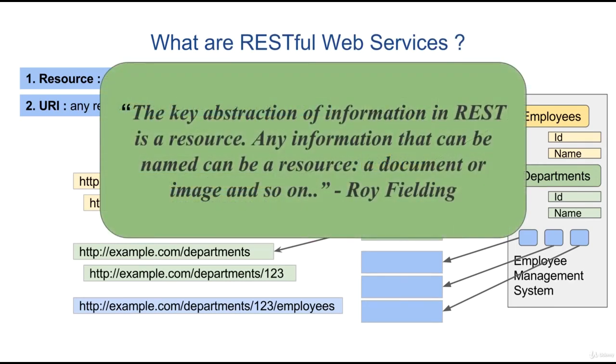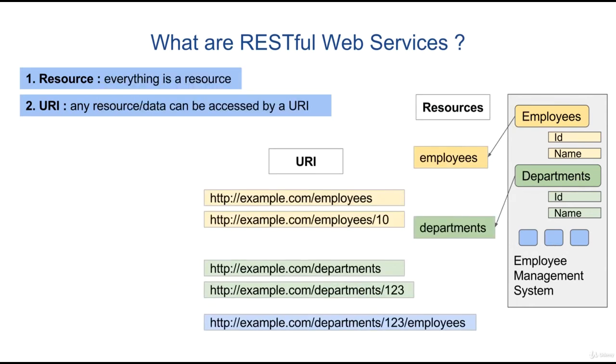And Roy Fielding, who actually coined REST, says that any information that can be named can be a resource. It can be a document, an image, and so on. So there are no strict guidelines that what are the entities or modules that are there in your application should be considered as a resource. You can name anything and you can have any resource as you wish. So this is what the concept of resources is.